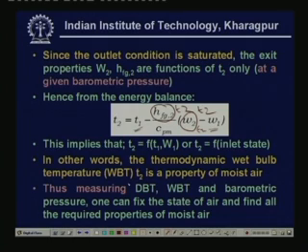Thus, by measuring dry bulb temperature, wet bulb temperature and barometric pressure, one can fix the state of air and find all the required properties of moist air. So, what we are saying finally is that if you have an adiabatic saturator, and you can measure the temperature of the water in it at steady state, then you have another property of moist air. One property is dry bulb temperature, the other property is thermodynamic wet bulb temperature. From these two temperature values and the barometric pressure, you can find out the rest of the psychrometric properties.